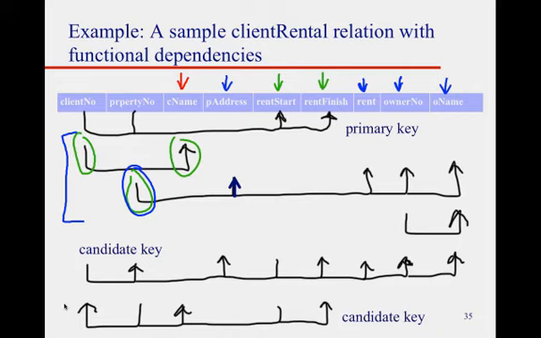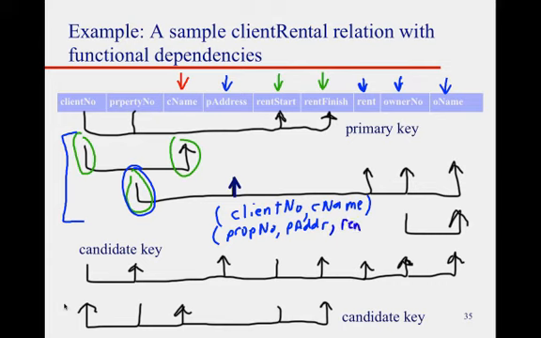One is going to be a relation that has client number and client name. And we're going to create a second relation that has property number, property address, and I'm going to abbreviate, rent, owner number, and owner name. So we're going to create two new relations, one for each partial dependency, and it's going to contain all the attributes in that partial dependency.